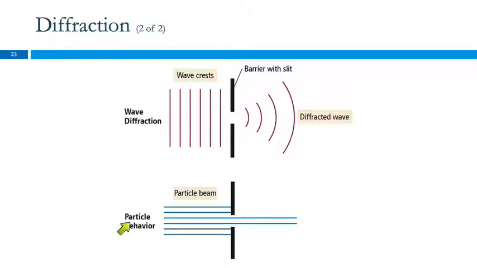Particles don't do that. If you have particles coming at a barrier, they either hit the barrier and bounce back, or they hit the hole and they go through. So particles and waves behave differently when they encounter a slit in a barrier. Any questions yet? Well, we understand what the particles do, right? Yeah. The waves are a little less clear.